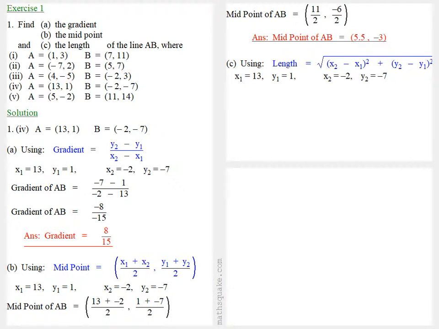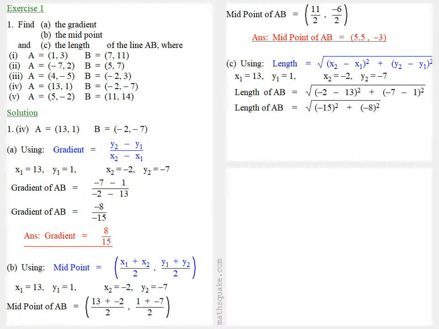To find the length of AB, we have x1 is 13, y1 is 1, x2 is -2, y2 is -7. We have the length of AB is equal to the square root of (-2 take away 13) all squared plus (-7 take away 1) all squared, which is the root of (-15) squared plus (-8) squared, which is the root of 225 plus 64, or the root of 289, which is exactly 17.